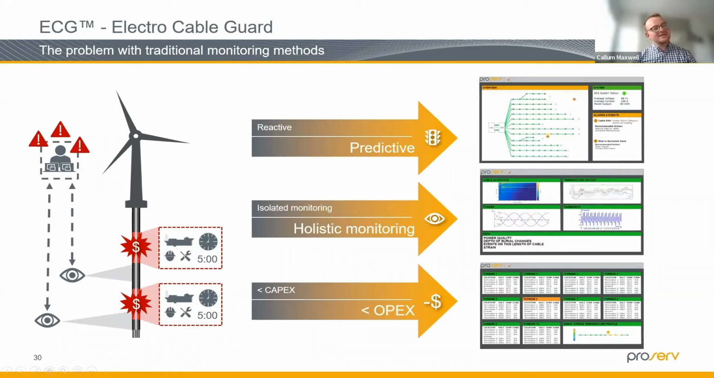So on the right-hand side of the screen, what you can see is the HMI of ECG. In an absolute ideal world, you'll take that top right screen and you'll never have to move off it, because it will always show that your cables are in perfect health. However, if something goes wrong and an amber connection appears, you can drill down into that data.